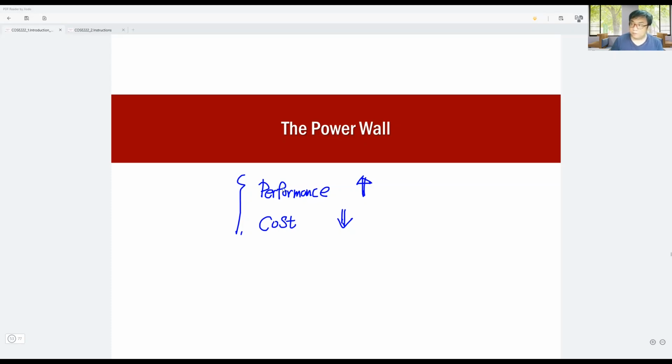In the previous class, we learned about the performance metric, which is related to the performance of the computer systems. And we also mentioned the power consumption of the computer system. That means the cost of the system.